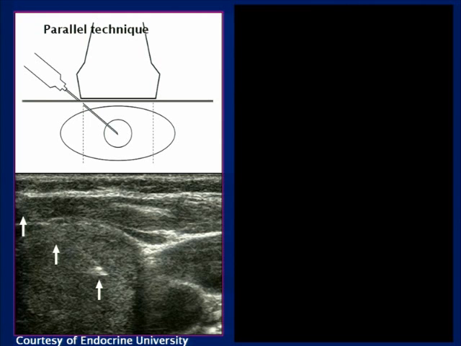And when you do these different techniques, you're going to see different things. So here again, the linear probe, here's your nodule. You bring your needle in just on the side of the probe, parallel to the sound waves going down, and you're going to then see the needle in the nodule.